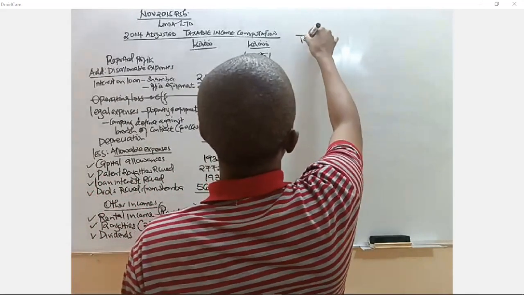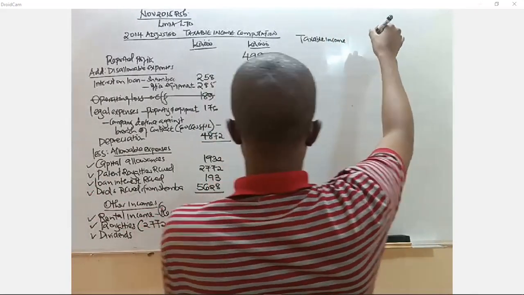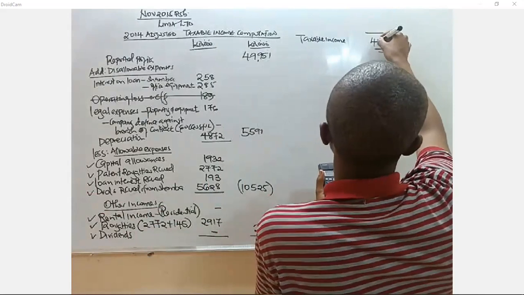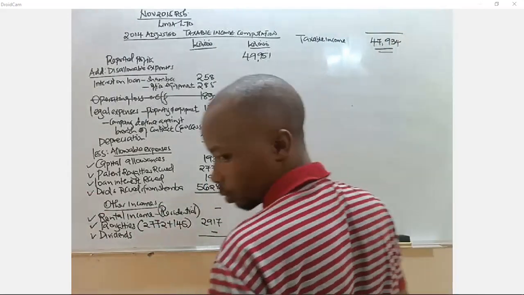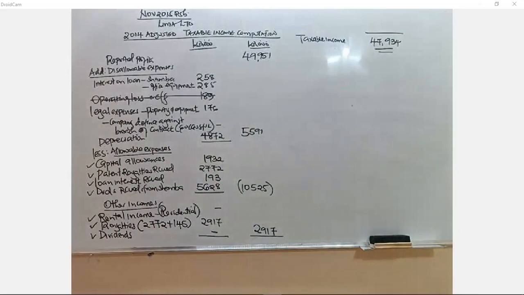We are getting a taxable income, right? Of how much? We are discussing 47,934. 47,934.